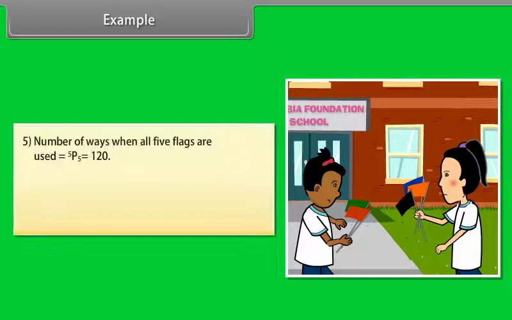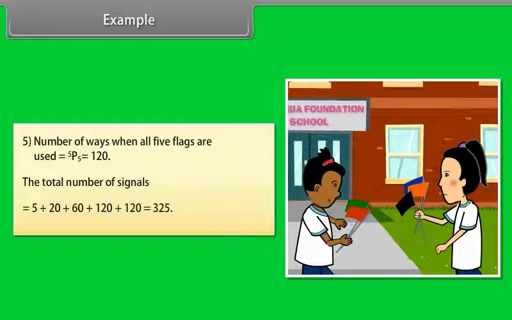5. Number of ways when all 5 flags are used is equal to 5P5 is equal to 120. The total number of signals is equal to 5 plus 20 plus 60 plus 120 plus 120 is equal to 325.